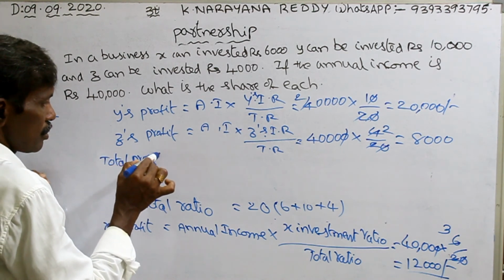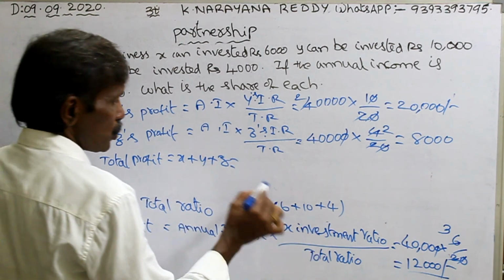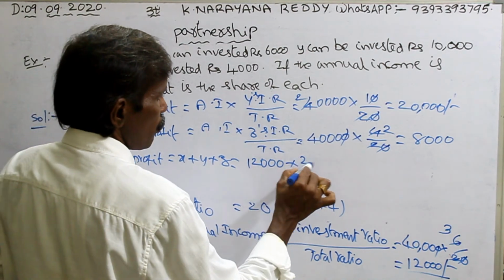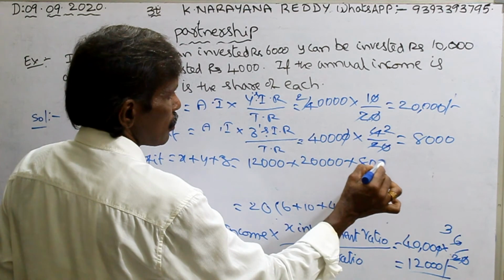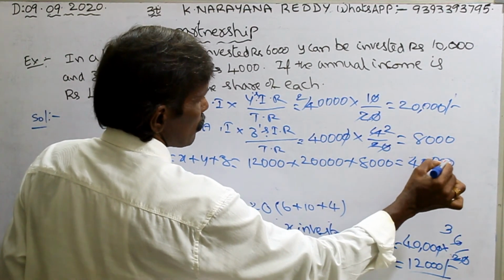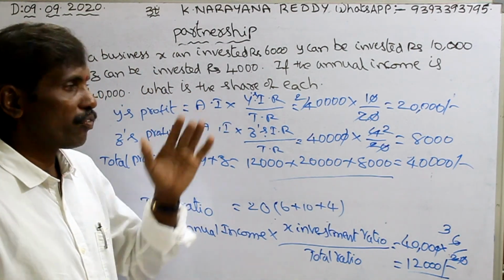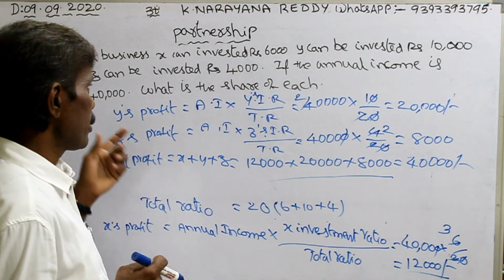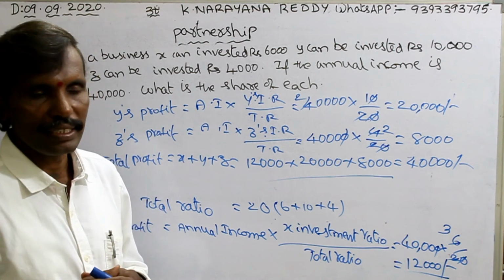Okay. Now total profits, X plus Y plus Z. X is 12, Y is 20 plus Z is 8. Total is 40,000. That is the answer. Okay. In this way, you can divide or distribute the gain, the annual income, among those partners X, Y, Z.